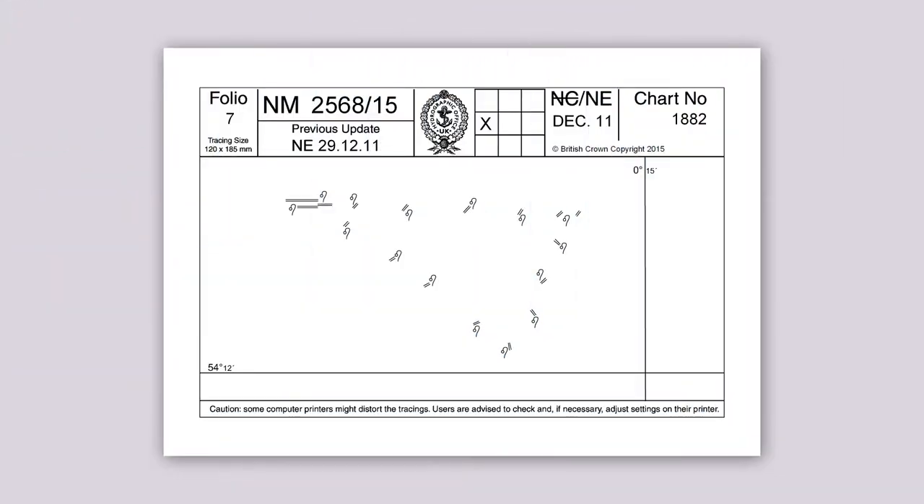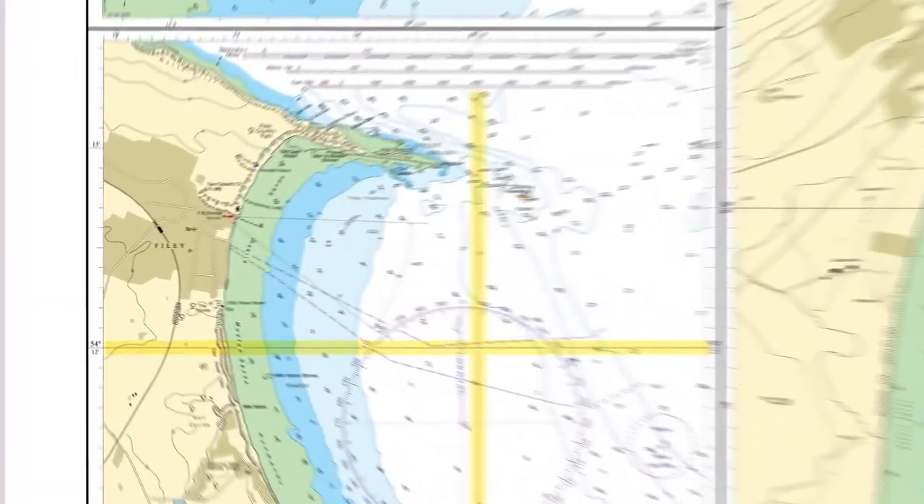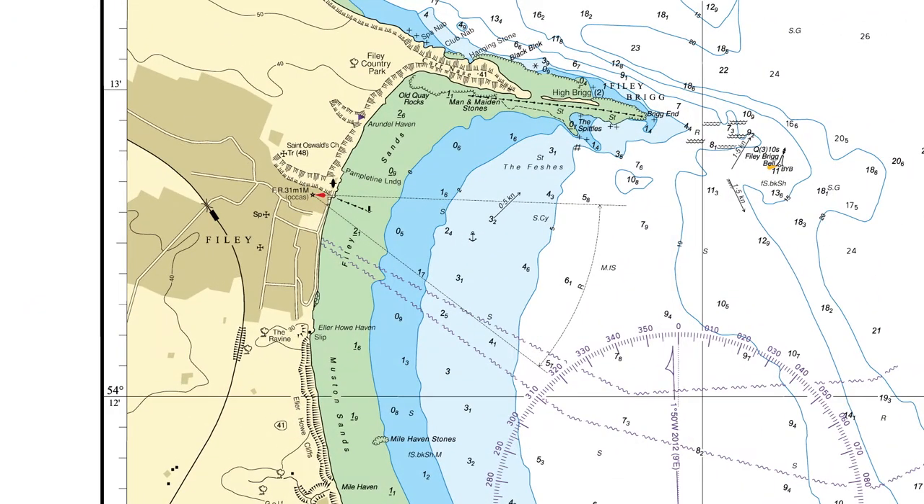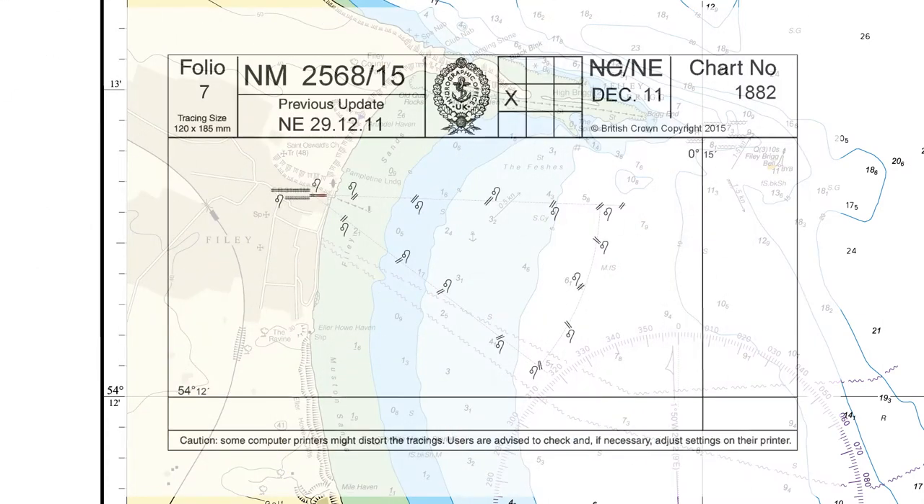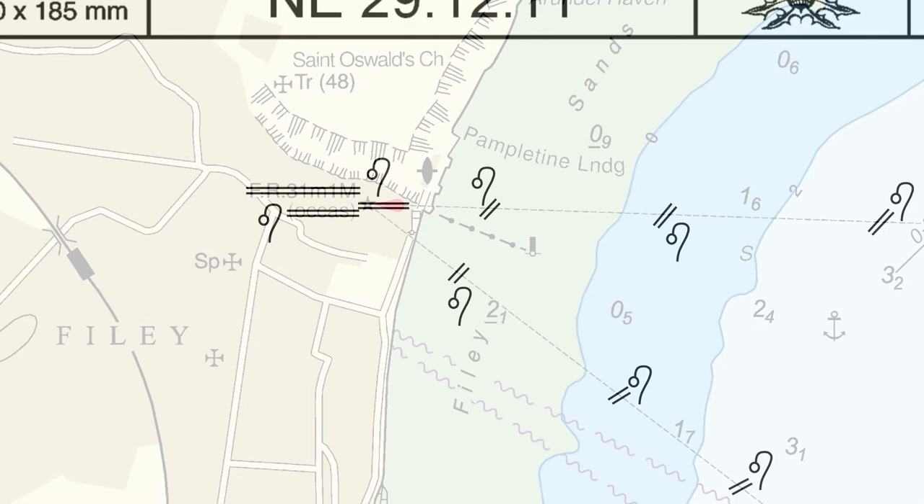This example will demonstrate how to delete a light, its description, and its associated sector. Start by using the grid box to reference the NM position on the chart. Then, using the latitude and longitude guides on the tracing and the chart, lay the tracing to its exact location. Determine the light and description to be deleted.